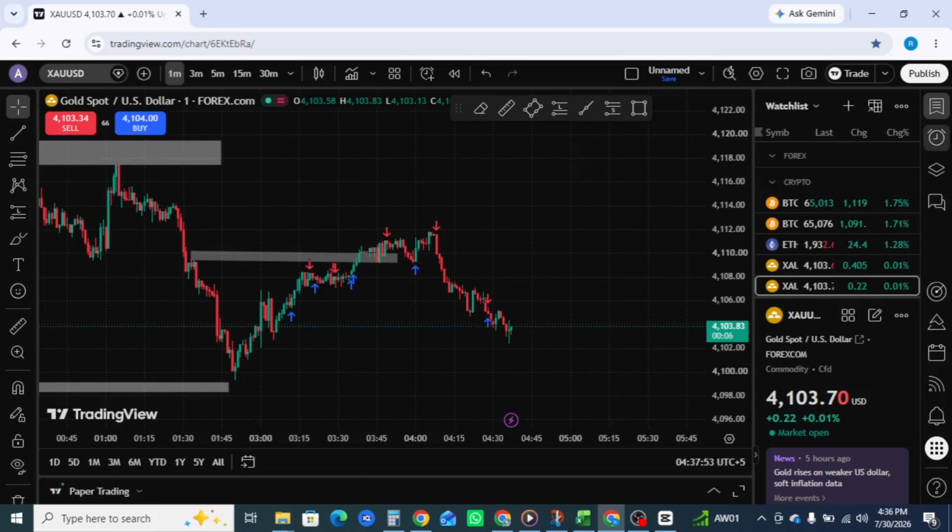Next, open the trading panel at the bottom of the chart. From the list of available brokers, select Paper Trading and click Connect. Your virtual trading account will be created instantly with a virtual balance, allowing you to start trading immediately.